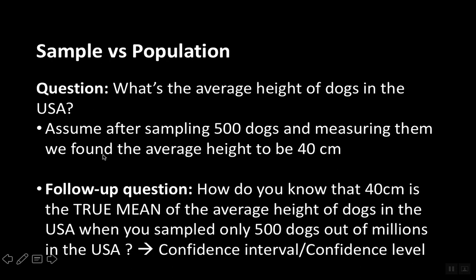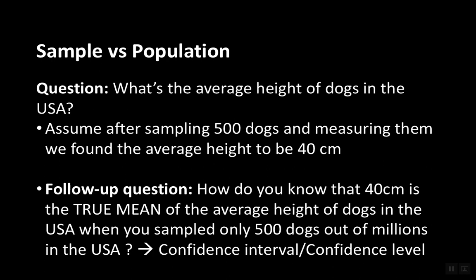So next question, same question actually. So here we will, like I said, assume that after sampling the 500 dogs, we found that the average is 40 centimeters, and this is an arbitrary number. Now the follow-up question is, how do you know that it's 40 centimeters? How are you so sure that that's the true average or the true mean of dogs in the United States when you only sampled 500 dogs? You didn't even sample all the dogs. You only sampled 500, and now you're gonna come here and tell us that 40 centimeters is the true mean.